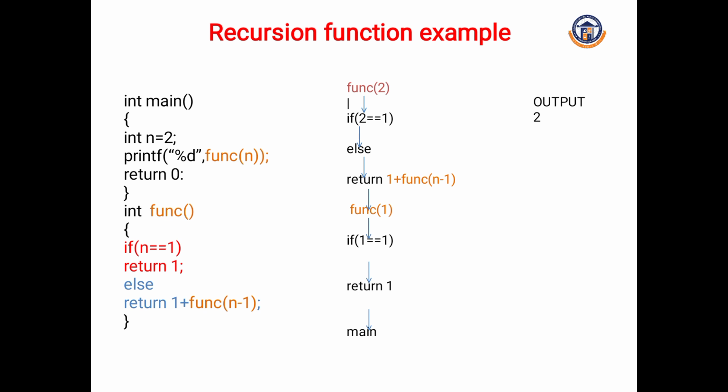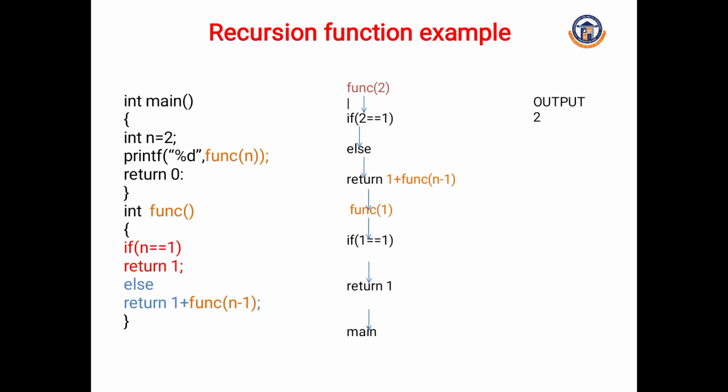So I have called func of 2 from the main function. But when calling func of 2, I need the value of func of 1 here. So again I am calling the same subfunction, func of 1. And here it checks the value. If n is equal to 1, yes, my value n, 1 is equal to 1, it returns the value of 1. So here I have returned the value 1 to the function.